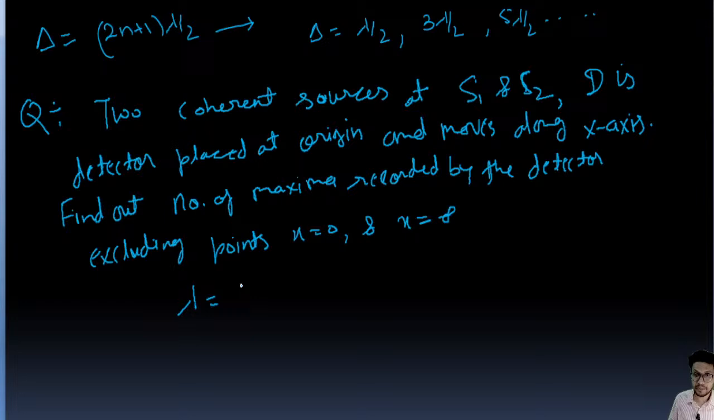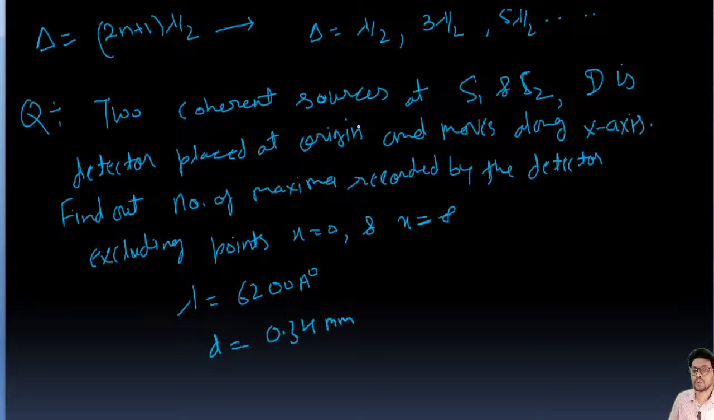Lambda is given as 6200 angstrom, and d is given as 0.34 millimeter. So there are two coherent sources at S1 and S2. D is the detector placed at origin and moves along the x-axis. Find out the number of maxima recorded by the detector excluding the points x equal to 0 and x equal to infinity.